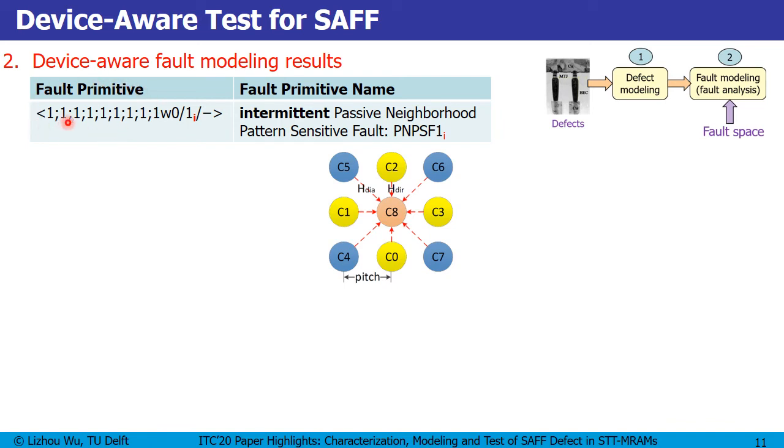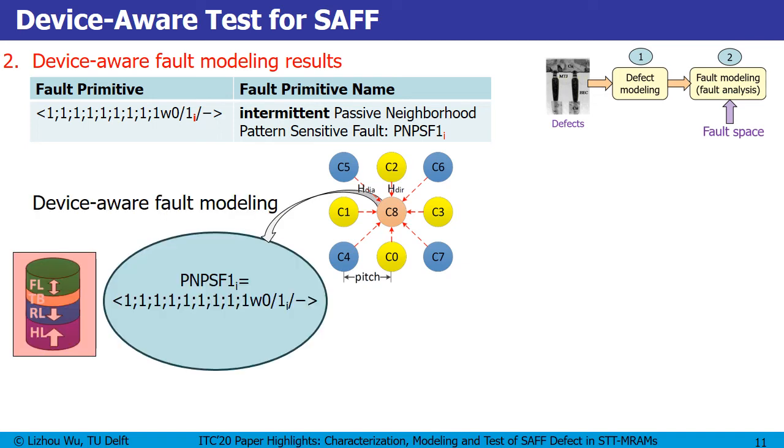DAT gives us a unique fault primitive. It is an intermittent, passive neighborhood pattern sensitive fault. This fault means that when all neighboring cells are in state 1, and if you apply a down transition operation on a victim cell, this operation fails intermittently with a certain probability.